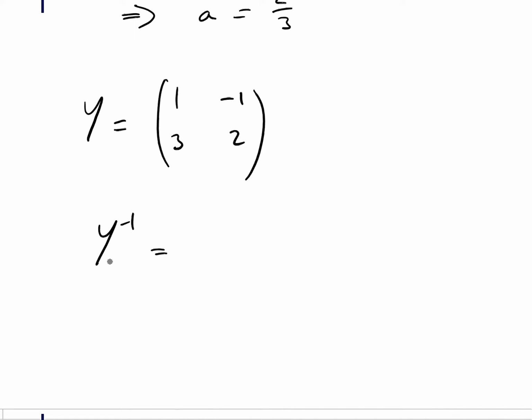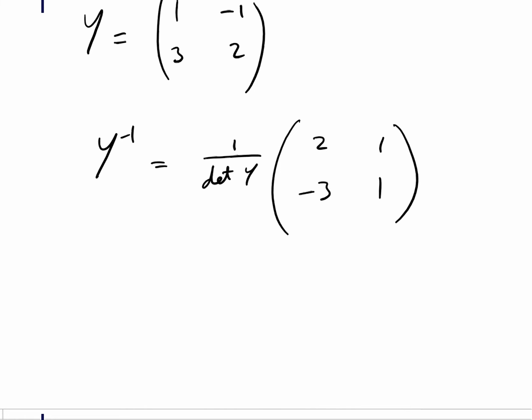Now if you remember, the inverse of a 2 by 2 matrix is given by 1 over the determinant of this matrix. And then we alter this matrix. How we fiddle with it: we flip the elements on the leading diagonal, and we negate the elements on the other diagonal. So flip, flip, negate, negate. Flip these elements, 2 and 1 swap places, and we negate these elements here, so -3 and 1.